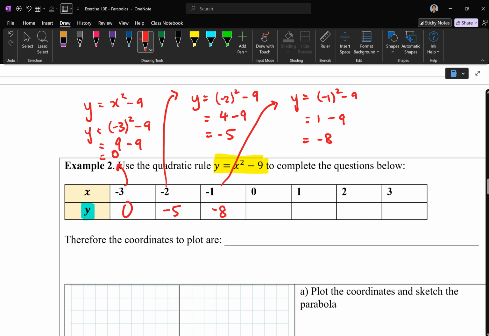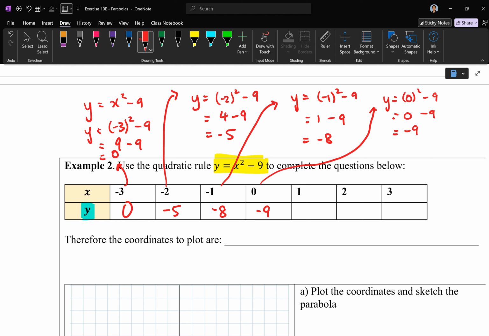Let's have a look. What if x was 0 then? So again, I'll follow the same rule. 0 squared minus 9. Now 0 times 0, we all know, is 0. What's 0 minus 9? Negative 9. Very good. So then I write negative 9. Now from here you should be able to see something special.